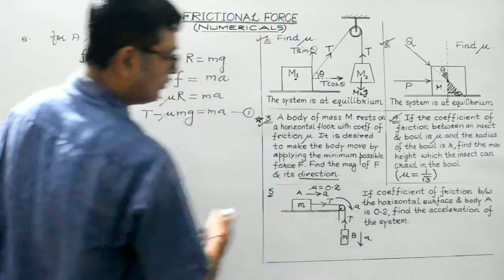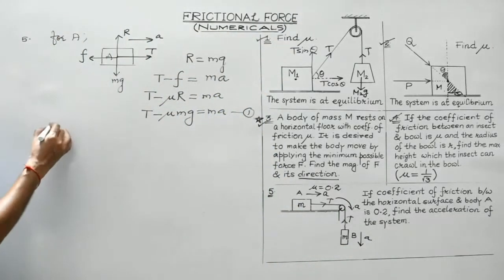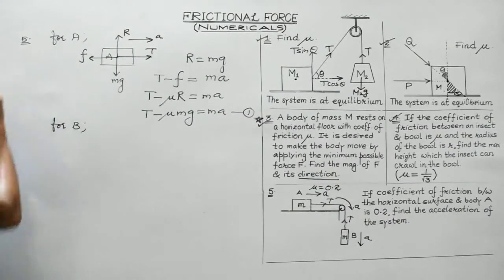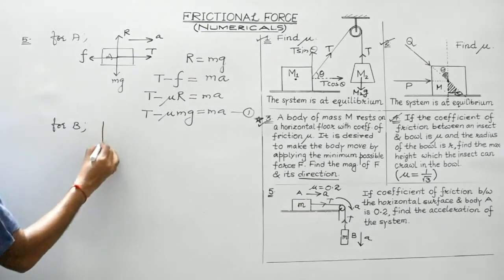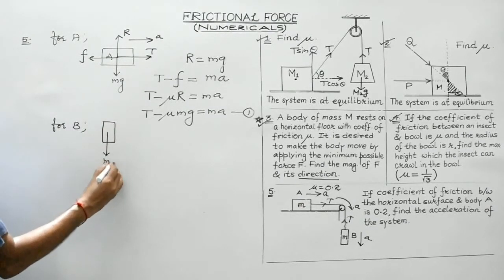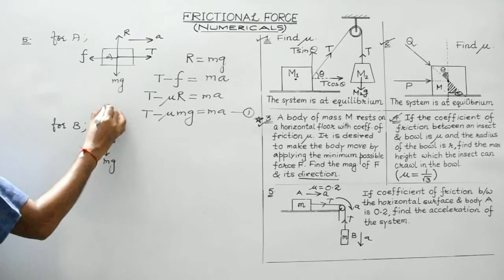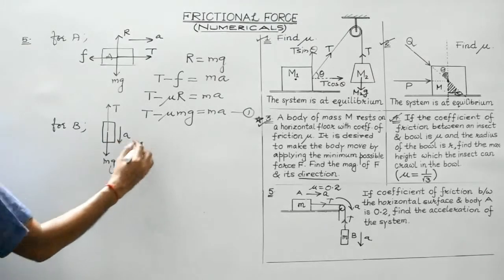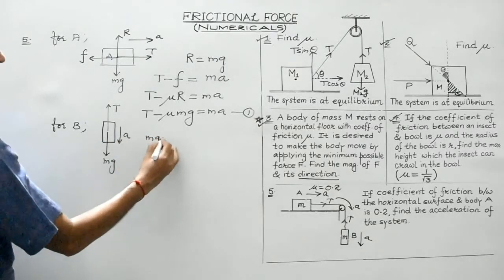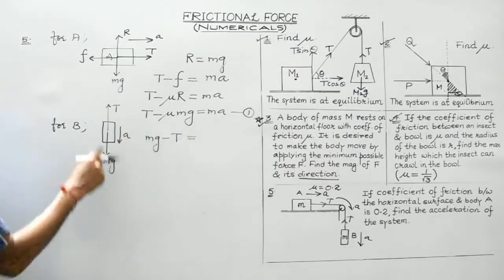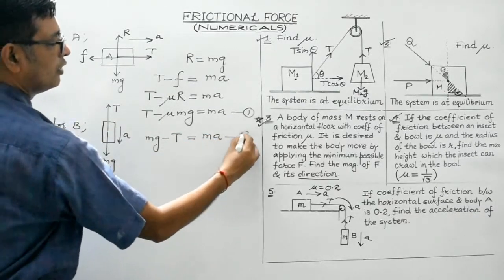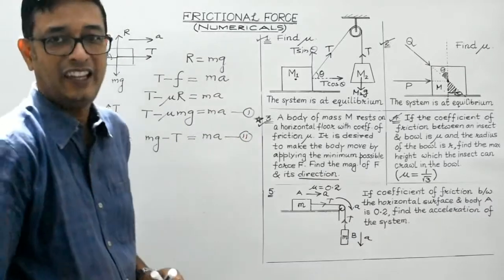Now let's draw the free body diagram for body B. The only forces acting on body B are its weight and the tension in the string. And the body is getting accelerated downwards. So the equation would be mg minus T is equal to ma. So we need to find out the value of a.